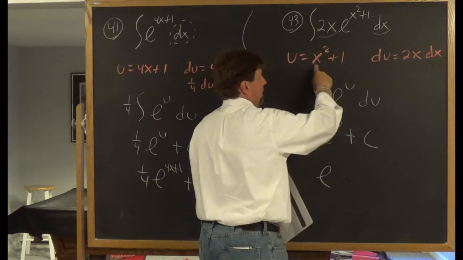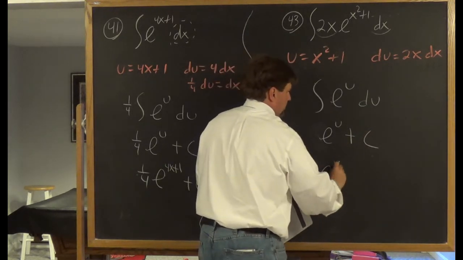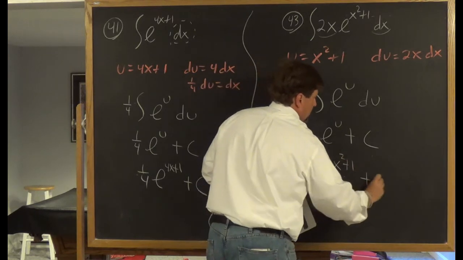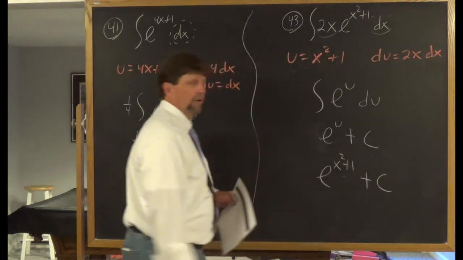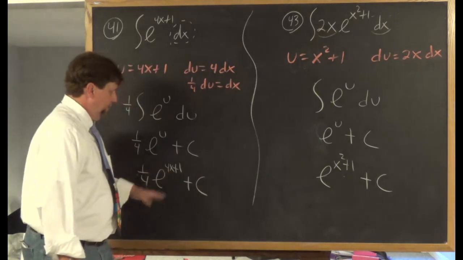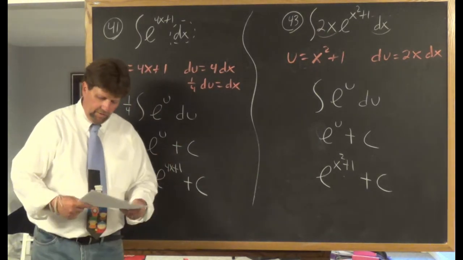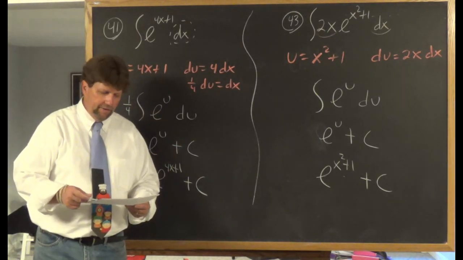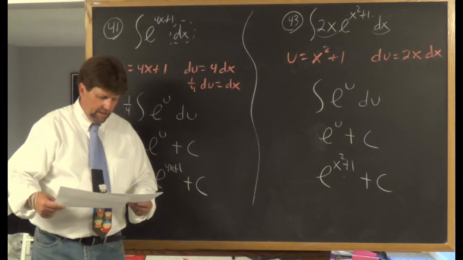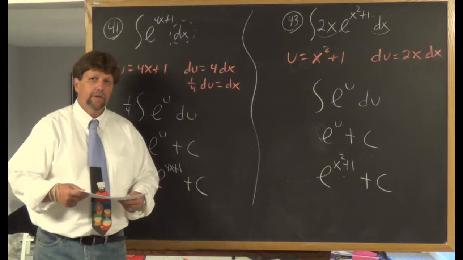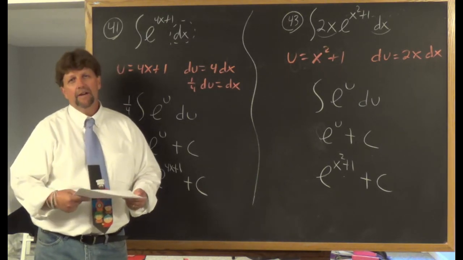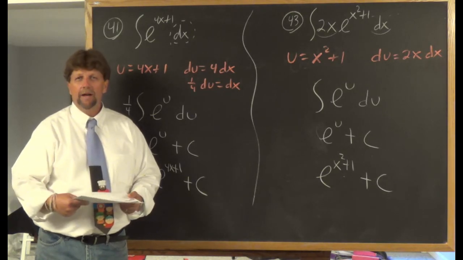Resubstitute. Put x squared plus 1 in for the u. And that's all there is for number 43. So hopefully you got 41. Hopefully you got 43. Hopefully you're saying, hey, I really like this stuff. I'm ready to go do an application. So let's head off to the slides and talk about an application.